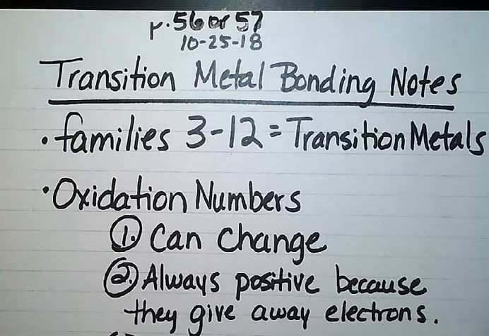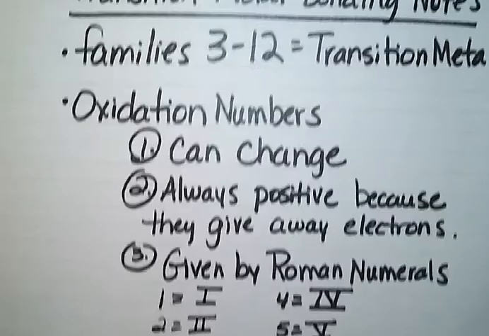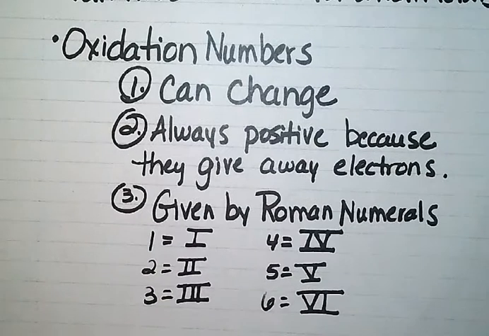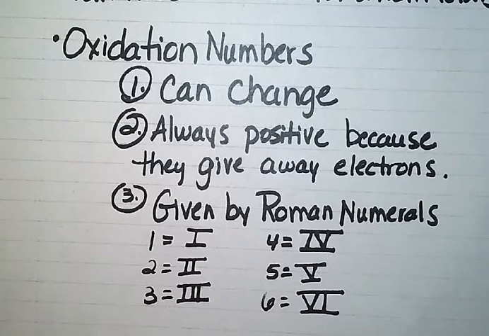We also talked about 3 things that we know about their oxidation numbers. The first thing is that they can change because they're transition metals. You don't know their oxidation numbers. They vary, they change. The second thing we know is that they're always positive because they're still metals. Even though they're transition metals, they're still metals, so they're still going to give away electrons. So they're always going to be positive. And then we know that they have to be given to us as a Roman numeral.